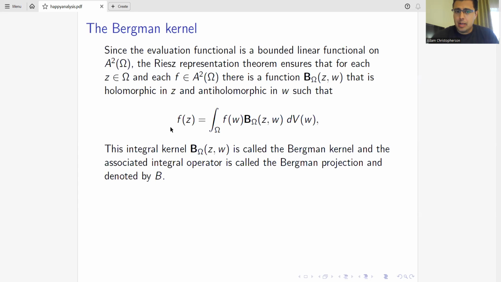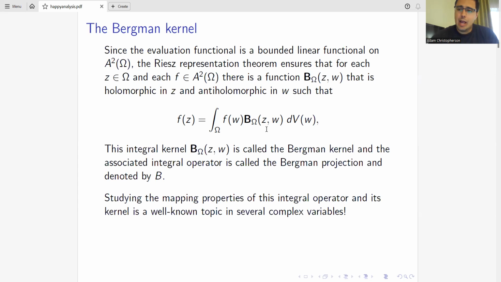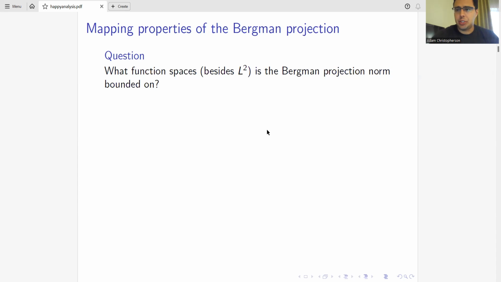It's called the Bergman kernel, and the associated integral operator, what I have on the right-hand side of the equality, is called the Bergman projection. We'll denote the projection without the boldface, so just B. The kernel will be boldface B omega. And studying the mapping properties of this integral operator has been a very fundamental problem in several complex variables since at least about the 1970s. And the fundamental question that motivated everything was, what function spaces other than L2 is this operator bounded on?